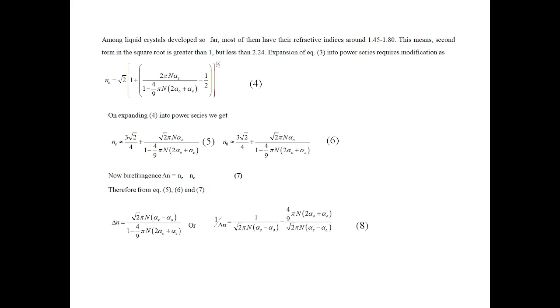Among the liquid crystals developed so far, most of them have their refractive indexes around 1.45 to 1.8. This means the second term, the square root, is greater than 1 but less than 0.24. Expansion of equation 3 into a power series requires the modification as given. Therefore, in the last step, we get the change in refractive index and its inverse, which is represented by equation 7.